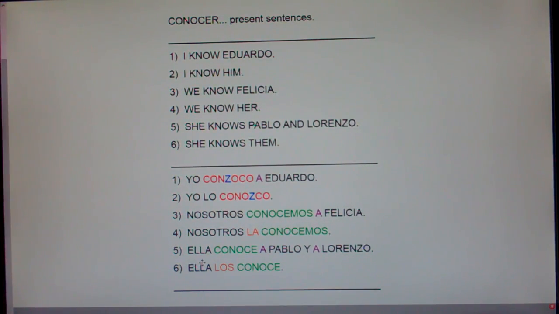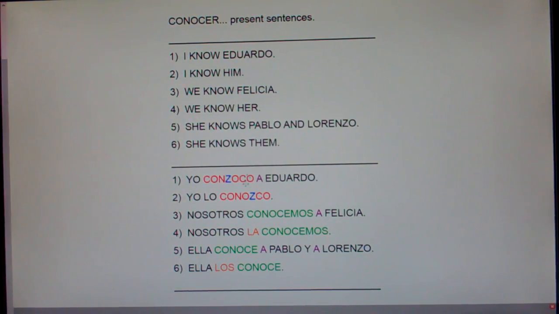Number 5, she knows Pablo and Lorenzo. She knows personally Pablo and personally Lorenzo. No worries there. But the last one, she knows them. Okay? Now, los is a direct object pronoun. And remember, you never need a personal A with direct object pronouns. Why? Let's do the chant. You don't need a personal A with Lola. You don't need a personal A with Lola.